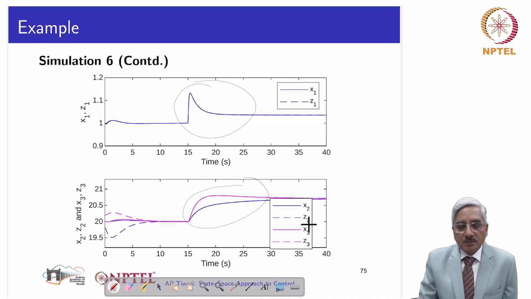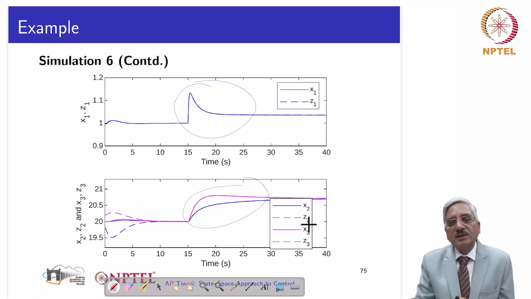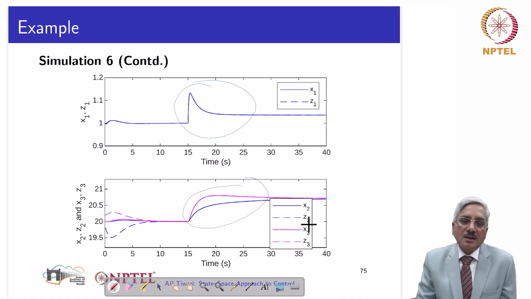So the lesson to take from this simulation is that if there is some initial deviation, it will die down as long as we have designed the observer for stability, and subsequent response with the feedback of observer state will be same as the feedback of actual system state. This is what these simulations established by the numerical example.